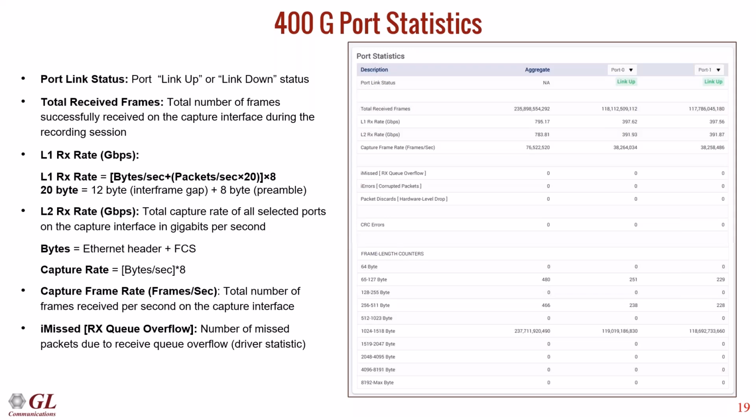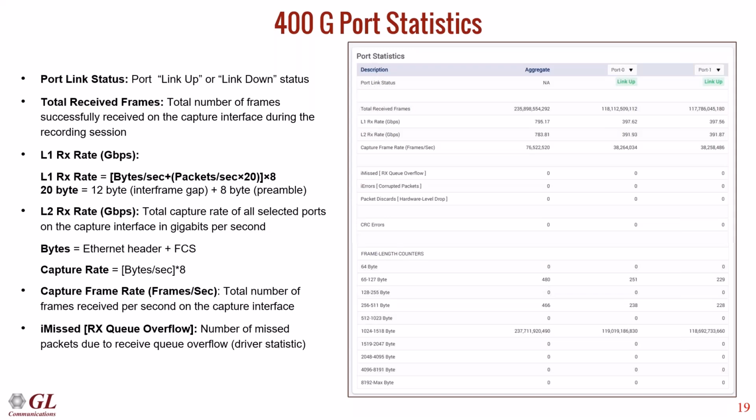The larger the frame size, the smaller the overhead. So if you're capturing, let's say, 400 gigabits of 64 byte packets, that's going to be a lot of overhead needed for each packet, for each frame. So then the layer 1 will be high, but layer 2 will be much lower than what the layer 1 shows.